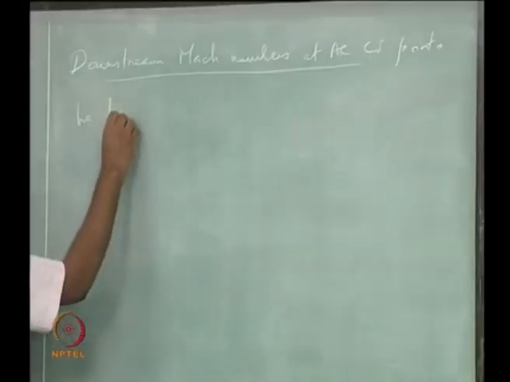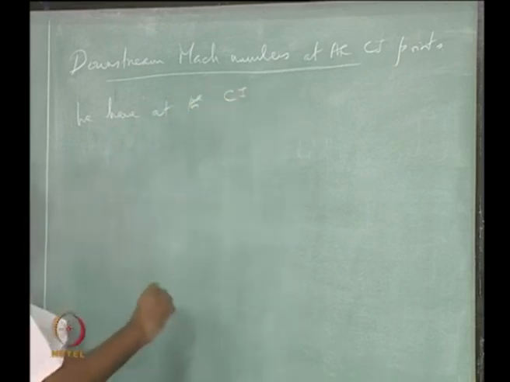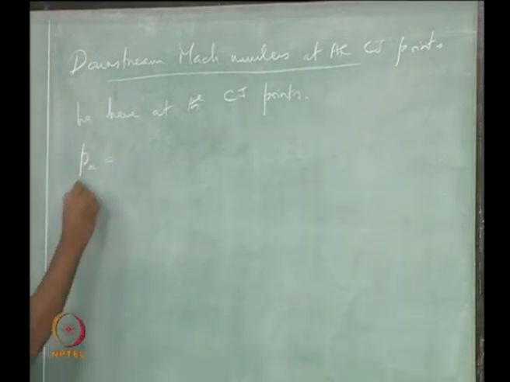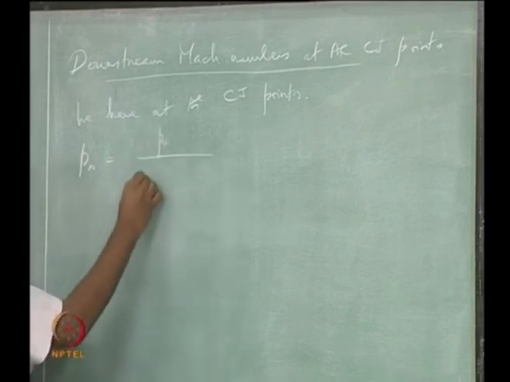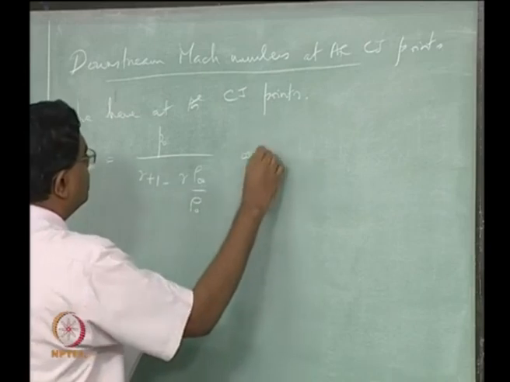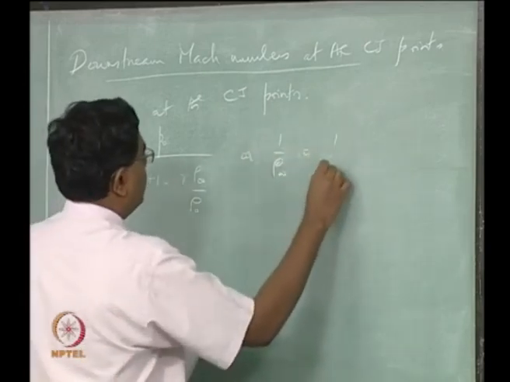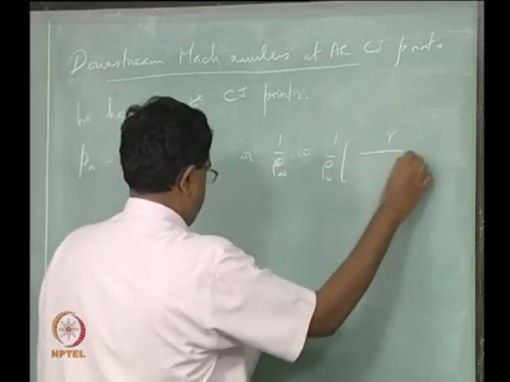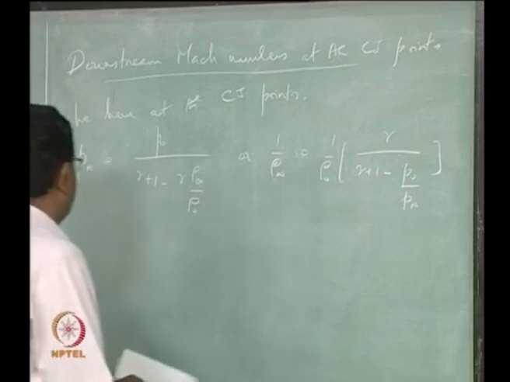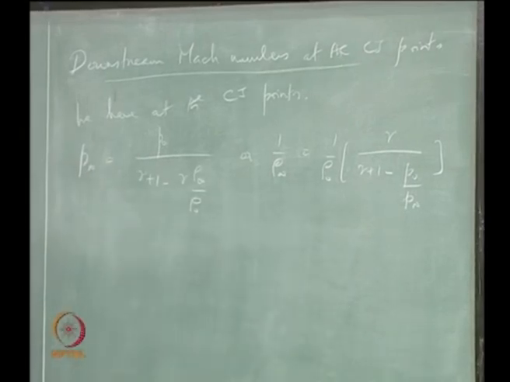We have at the CJ points P infinity equal to P naught divided by gamma plus 1 minus gamma rho infinity divided by rho naught, or 1 over rho infinity equal to 1 over rho naught times gamma divided by gamma plus 1 minus P naught divided by P infinity. I think this is slightly different from what I said a minute ago, but it is possible for you to derive this by dividing the numerator and the denominator appropriately by, let us say, P infinity and 1 over rho infinity and so on.